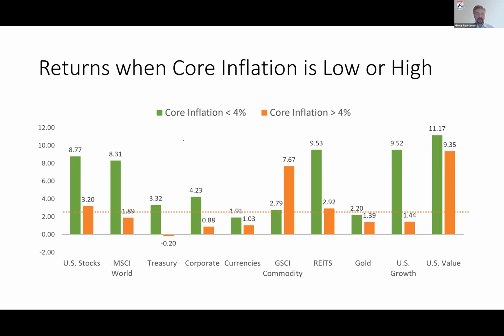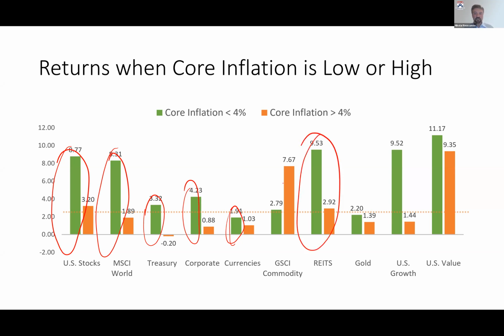And what we see is that low inflation tends to correspond to, of course, good returns on bonds, not surprisingly, but also foreign currencies, interestingly. But importantly, stock returns, whether it's US or international, are high when inflation is low. Return on real estate investment trusts are high. If you look at growth versus value, they both do well when inflation is low. So what happens when inflation is high? Well, when inflation is above 4%, the only asset classes that beat this 4% inflation comfortably are commodities.